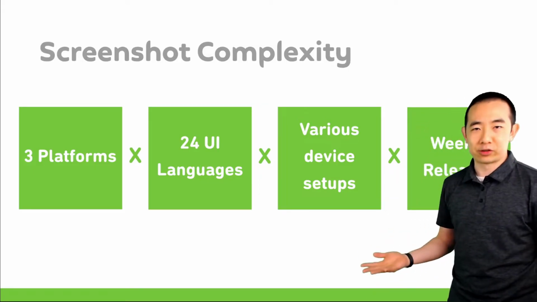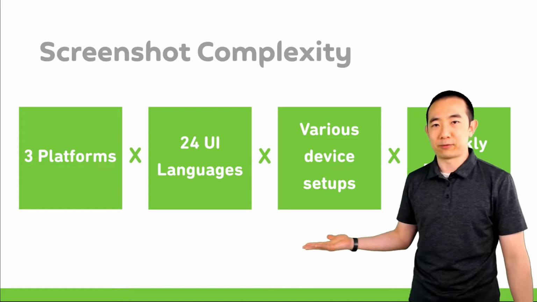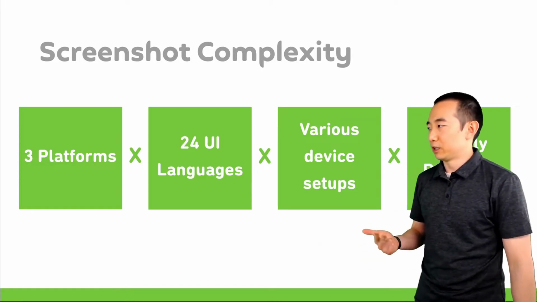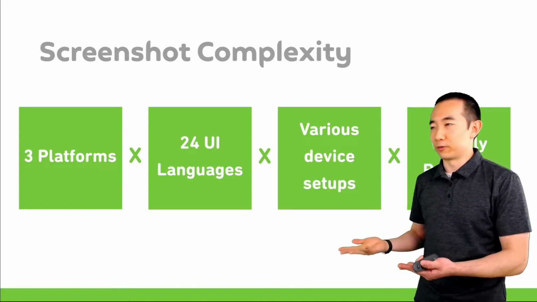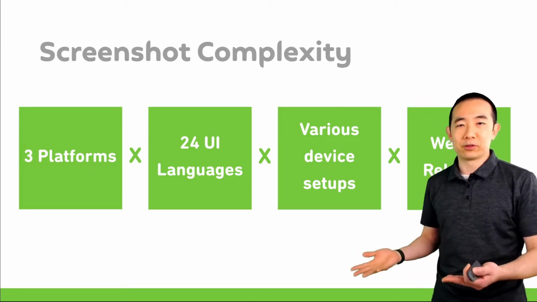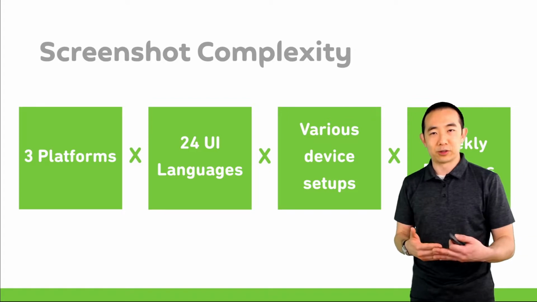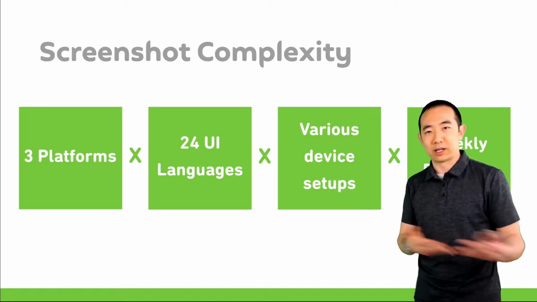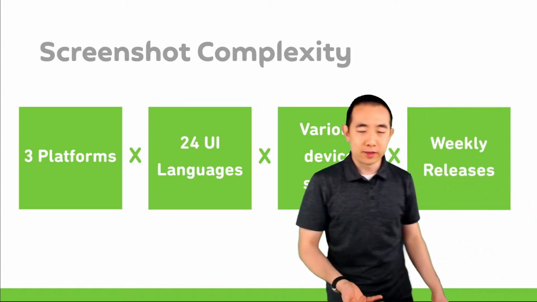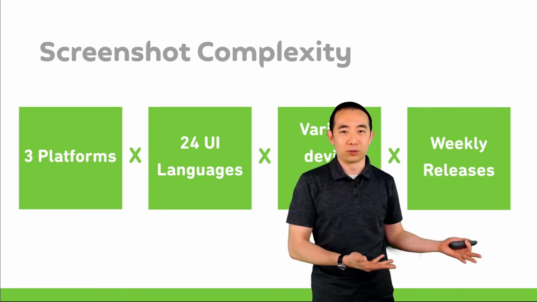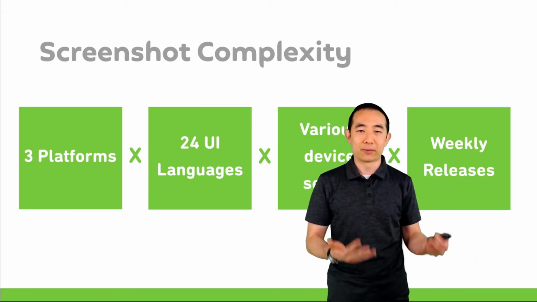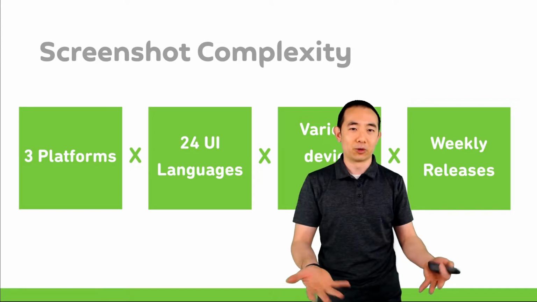We generate a lot of screenshots every week, so we have an app on 3 platforms: Android, iOS, and web. We offer our course materials in 24 UI languages, and we want to capture these screenshots in a variety of device configurations. So small screen sizes, large screen sizes, dark mode, light mode, that sort of thing. And then on top of that, we have weekly releases. So the code is changing all the time, and we want to capture these screenshots to make sure that everything is going out in high quality.